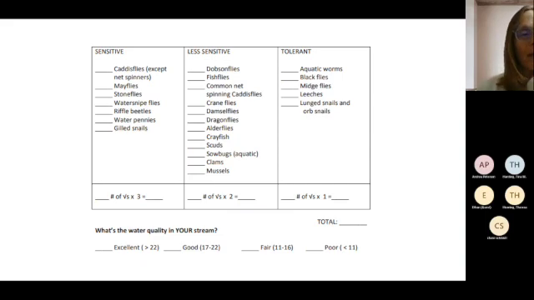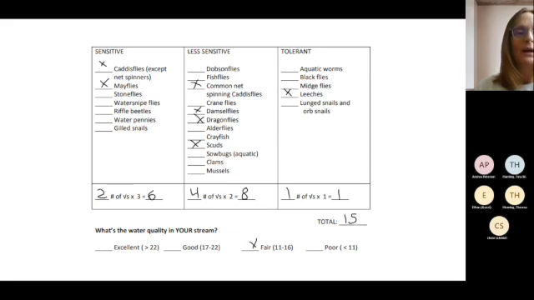So you look through, and you just want to put a check mark next to what you found. You're not counting how many. You just want to know whether they're there or not. So whether you have 20 mayflies or 1 mayfly, you would still just put 1 check mark next to it. And on the next slide, I'll kind of show you a filled out one.